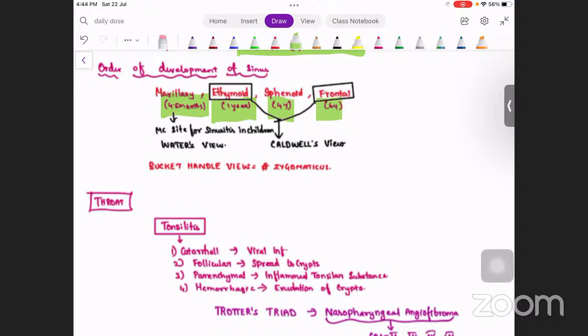Among that, the most common site of sinusitis in children is the maxillary sinus. We use the Waters view for the maxillary sinus, which we have discussed already in the image-based question. Then the ethmoidal sinus and frontal sinus can be viewed through the Caldwell view, which we have seen in the images already. And the bucket handle view is used for viewing fracture of the zygomatic arch.